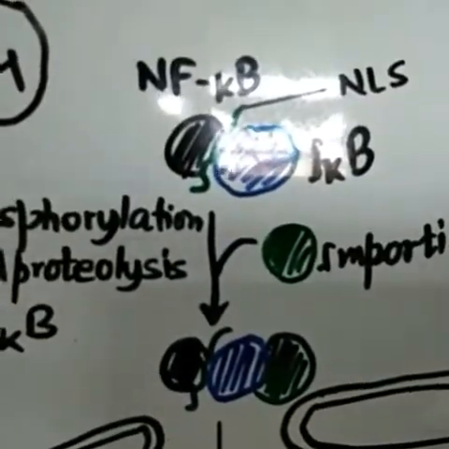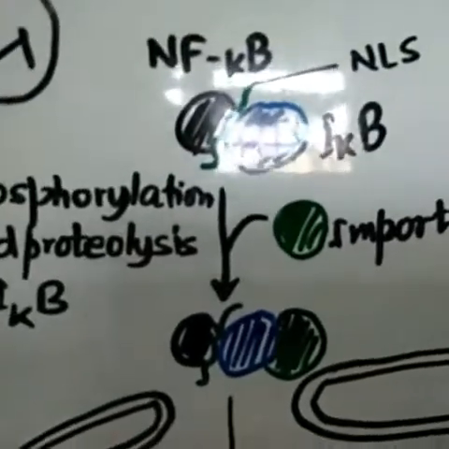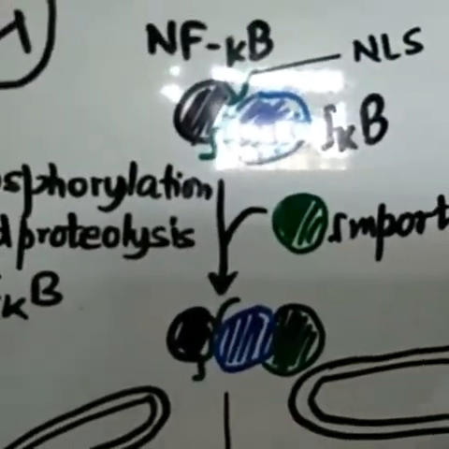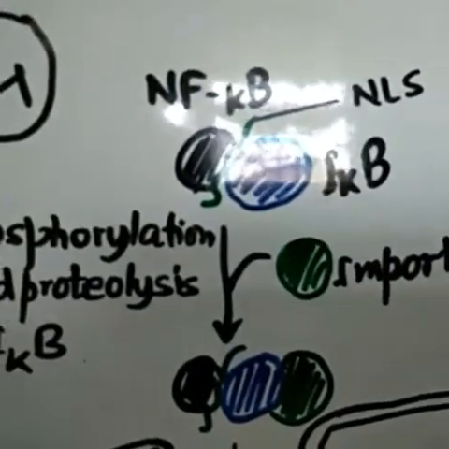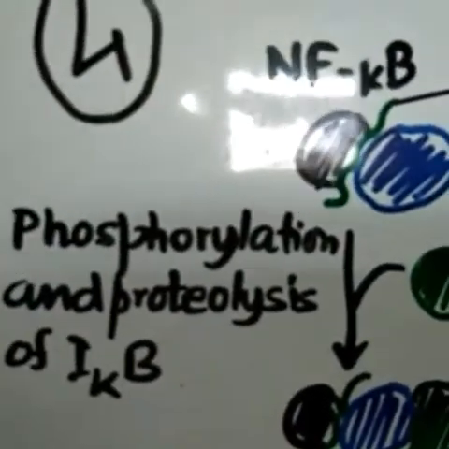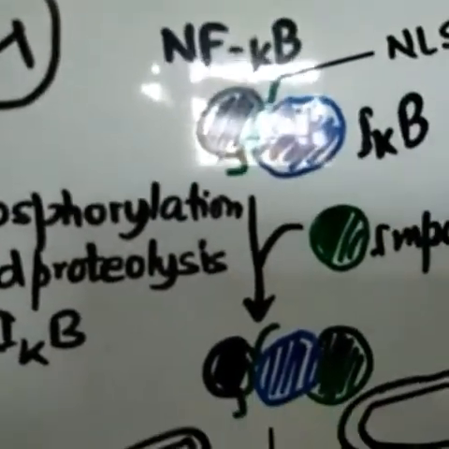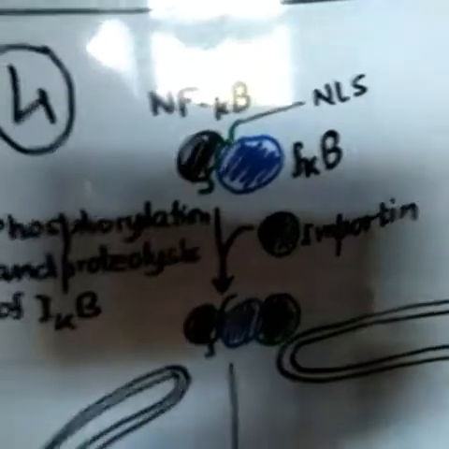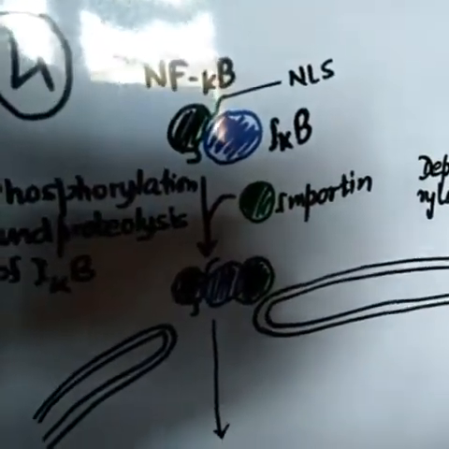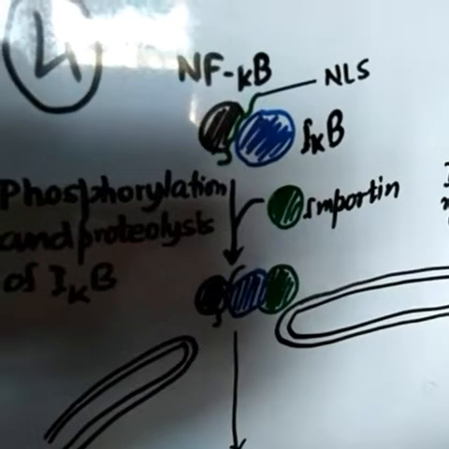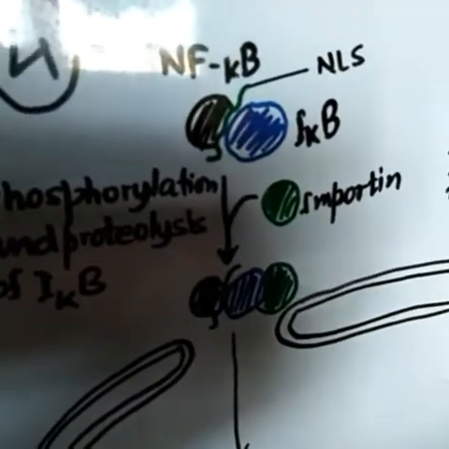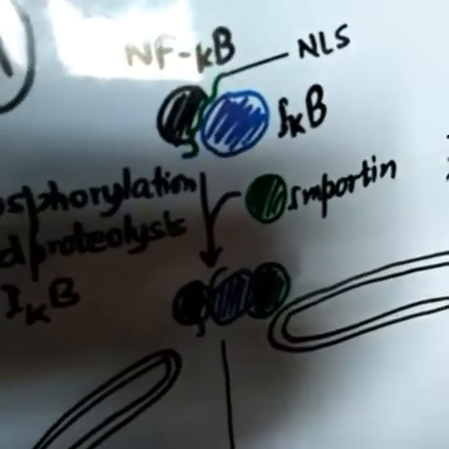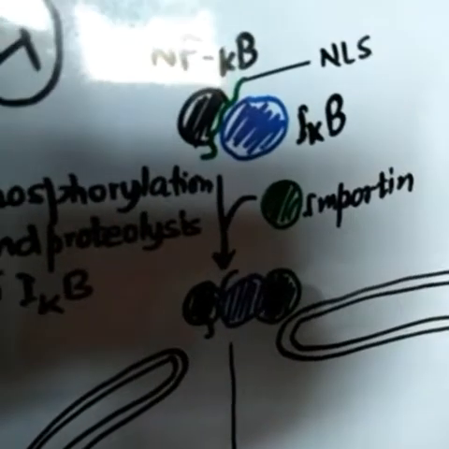Transcription factors like NF-kB and IkB form a complex. And obviously here the nuclear localization signal, which is denoted by the green color, is bound with it. And then phosphorylation occurs. After phosphorylation, the importin binds with this complex, and then the complex is imported into the nucleus. But after binding the importin, this is degraded by the proteasomal degradation pathway.